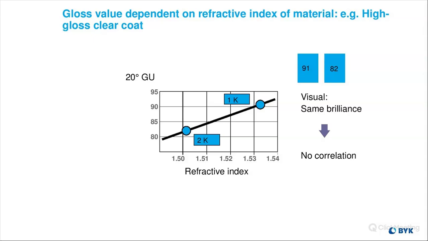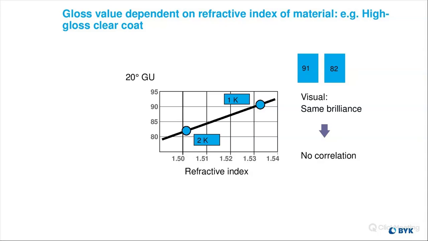Here's a good example of that. Here we have a set of clear-coated panels. These are high-gloss clear-coated panels. Visually, they are the same brilliance, but they are made up of different materials. One is a single component and one is a two-component clear coat. Although they look the same, when we measured them, we get a difference of 9 gloss units.